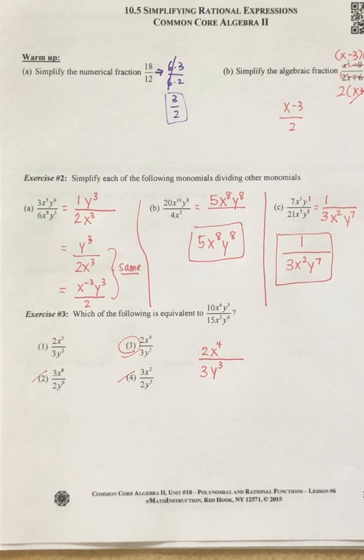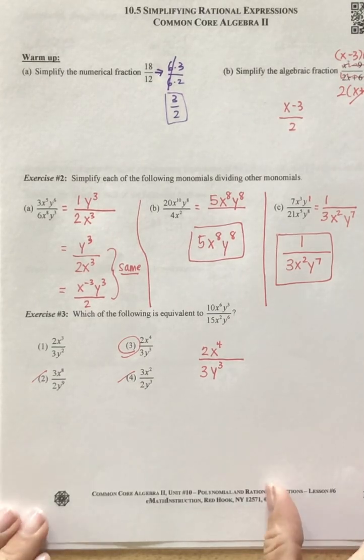Now, not for nothing, if you were taking the Regents and you were in a jam, you could substitute in a number for X, substitute in a number for Y, and then get a crazy answer, and then do the same for the 4 choices. And once you got a match, you would find your answer. That's very time consuming, but it is an option.